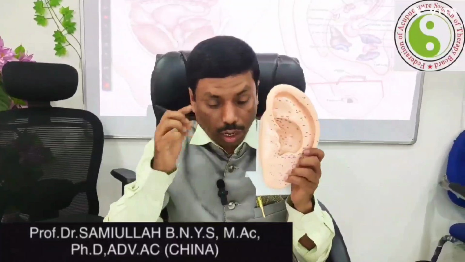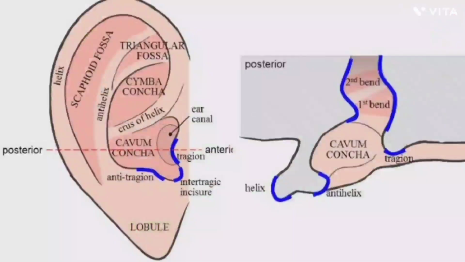We will look into that only. The ear system has the Cymba concha and then the Cavum concha inside. All the organs, whenever you want to treat, you should treat on the concha. One is the Cavum concha and then the Cymba concha.